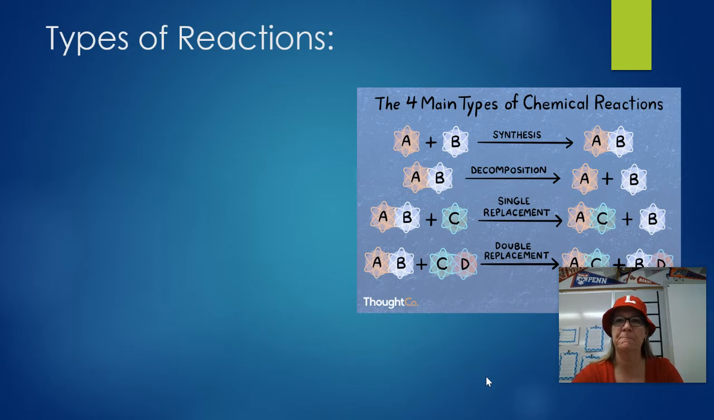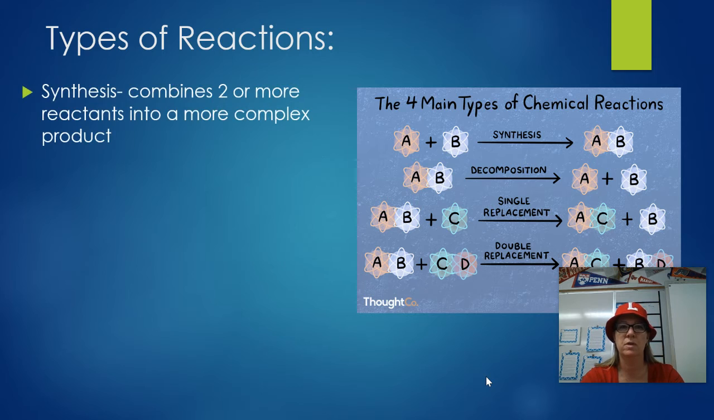Follow along, okay? So there's different types of chemical reactions that we're going to talk about, and you can kind of see what's happening with the different elements with the reactants and the products in this diagram. The first one is a synthesis reaction, and that's when you take two separate reactants and combine them into a more complex product, okay?